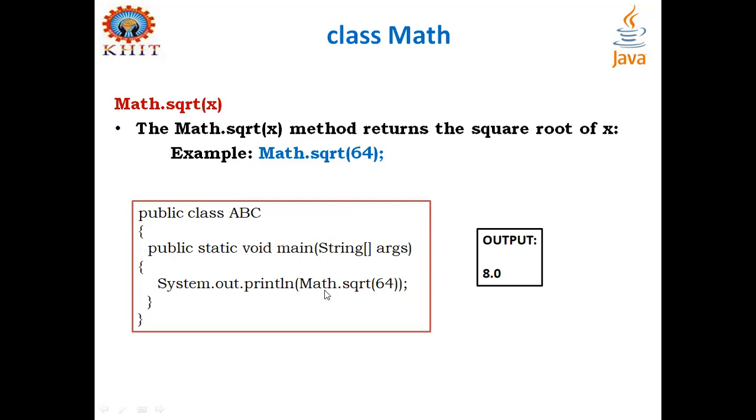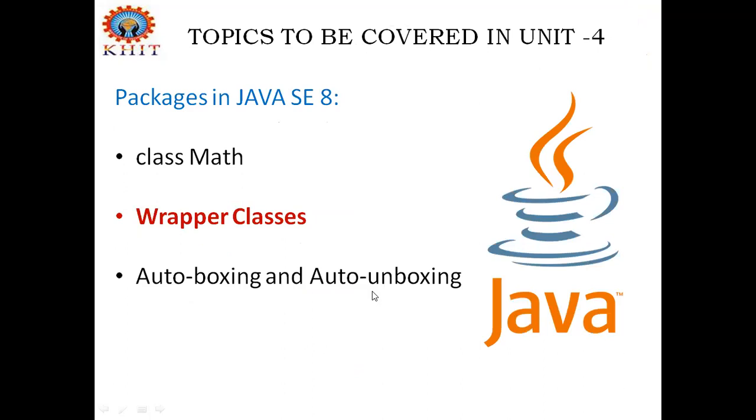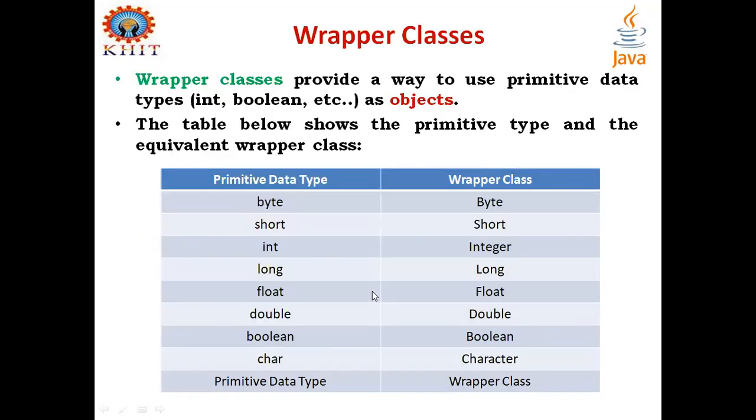Package class name dot Math dot sqrt of 64 simply gives the square root of 64 as output. Next, wrapper classes: these classes provide a way to use primitive data types as objects. Till now we used primitive data types as variables, but wrapper classes give you a way to use those as objects. Here the primitive data types are given, and the corresponding wrapper classes are designed like this.